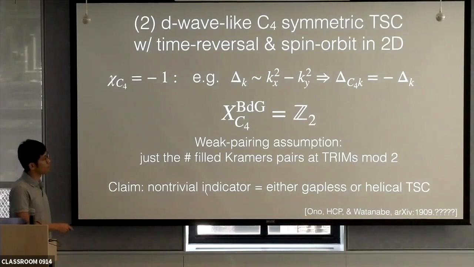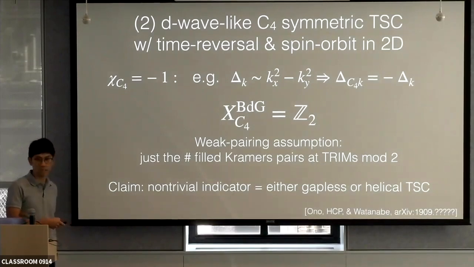And if you work out the formalism, you realize that the indicator here would now be a C2. And in practice, this can be very easily computed given some normal state band structure, because it can be related to just the number of Fermi pockets at the TRIMs, modulo 2. And the interesting claim is that this C2 here is now going to be tied to basically the quantum spin Hall response, like the helical TSC.